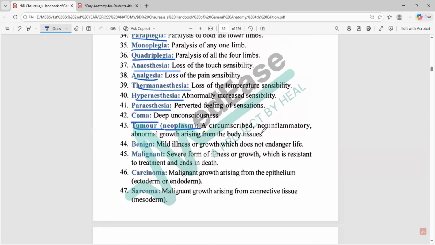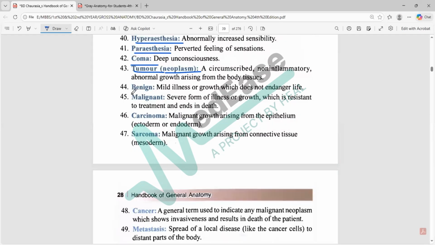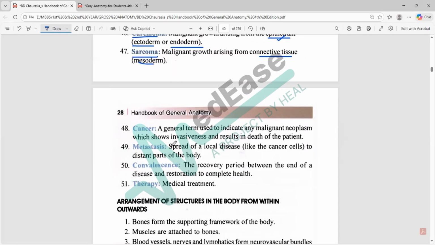The tumor or neoplasm is the uncontrolled division of cells in specific tissues of our body. Then we have the benign condition, which is a mild sort of illness which will not endanger life. Then we have malignant conditions, which are a severe form of illness which will mainly be resistant to treatment and may culminate in death as well. Then we talk about carcinoma and sarcoma. These are the two types of malignant tumorous growth which we have. For carcinoma, the tumor is present in the epithelium. For sarcoma, it is present in the connective tissue. Remember, epithelium is derived from the embryological layer called the ectoderm or the endoderm, whereas connective tissue is derived from the mesoderm mainly.